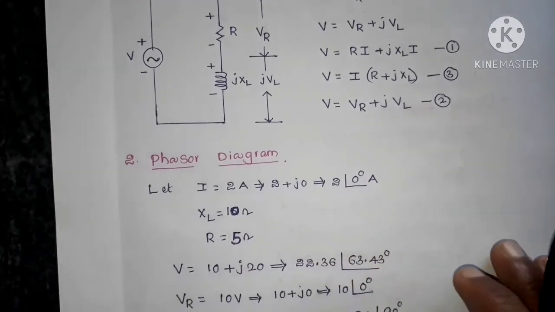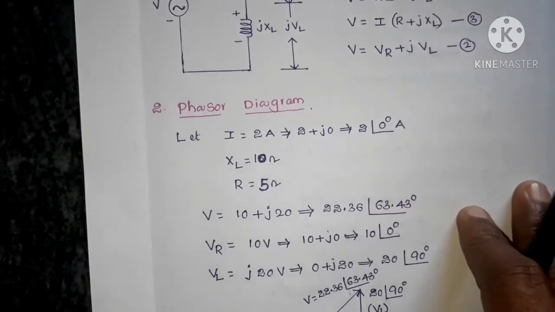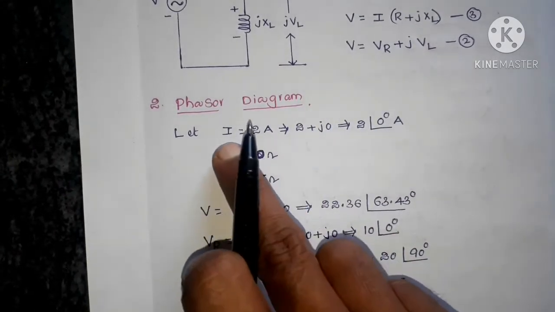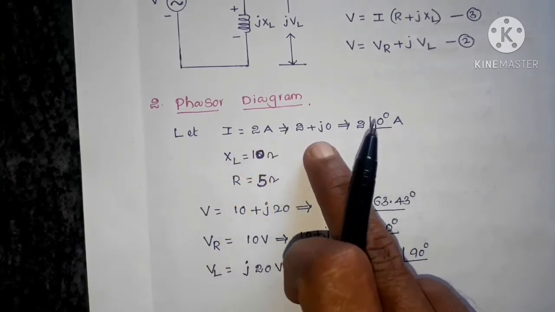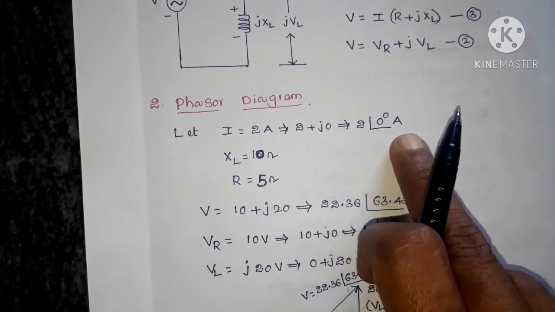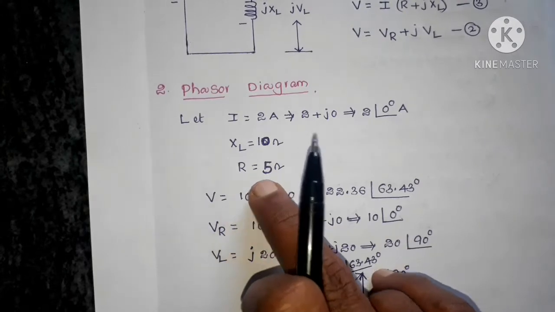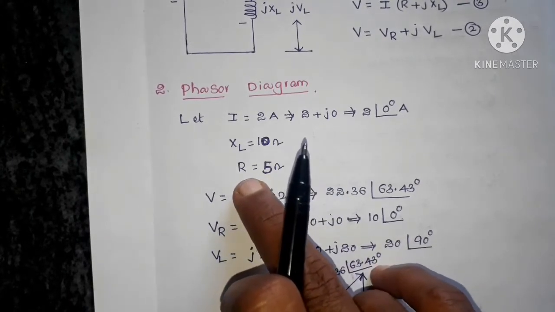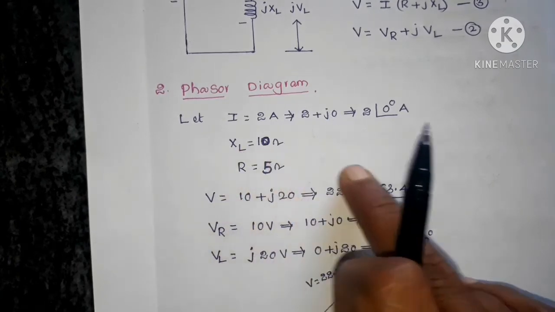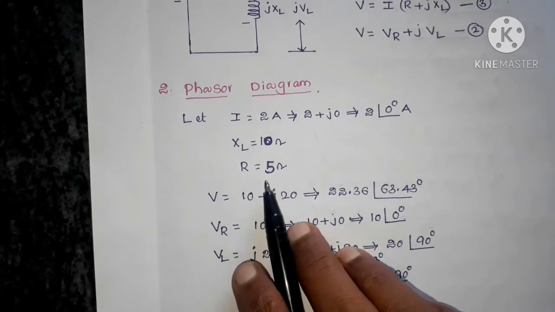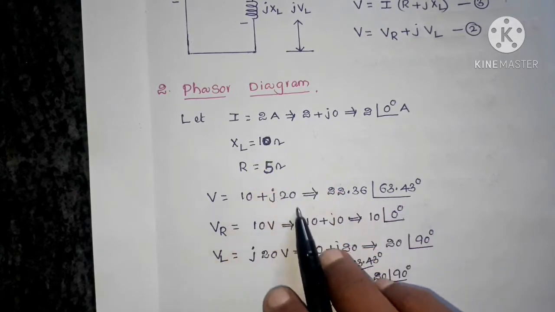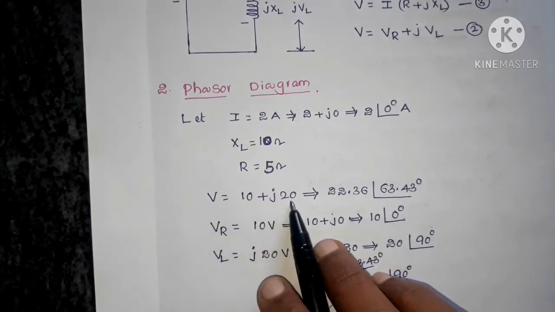Now, writing the phasor diagram. To understand the phasor diagram, I am taking some numbers for the current, XL and R. Let I equal 2 amperes, that is 2 plus j0 in rectangular coordinates and 2 at an angle of 0 degrees amperes in polar coordinates. XL equals 10 ohms, R equals 5 ohms. So the resistance offered by the resistor is 5 ohms and the reactance offered by the inductor is 10 ohms. V equals R into I, which is 10, and XL into I, which is 10 into 2 is 20. So V equals 10 plus j20.